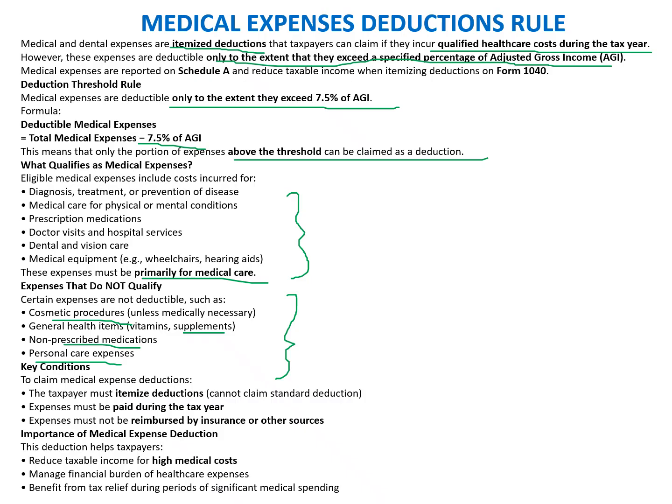So, what are the key conditions that need to be fulfilled before claiming the medical expenses as itemized deduction? To claim the medical expenses deduction, the taxpayer must itemize the deductions and cannot claim the standard deduction. This is very important. He has to claim either the standard deduction or the itemized deduction. Expenses must be paid during the tax year. Expenses which have been incurred must be paid during the year in which they want to claim the deduction. Which means that this has to be incurred by the person, and they must actually pay these expenses before they claim it as a deduction.